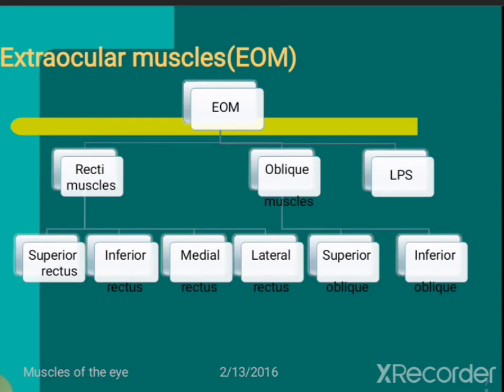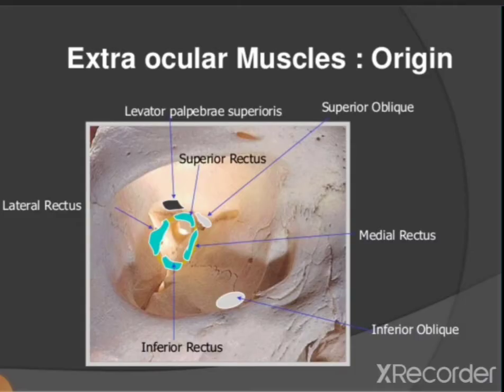The extraocular muscles are again divided into these types. There are 4 recti muscles, 2 oblique muscles and 1 LPS, that is levator palpebrae superioris. So there are 3 kinds of extraocular muscles. These extraocular muscles take origin from this common conjoint tendon.